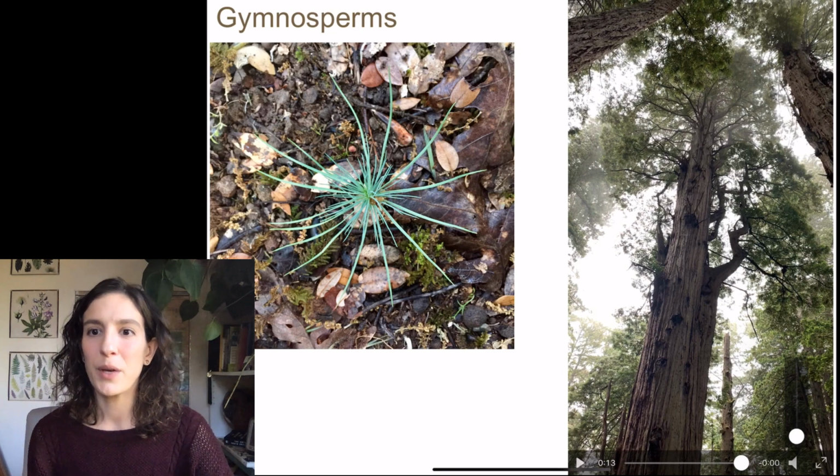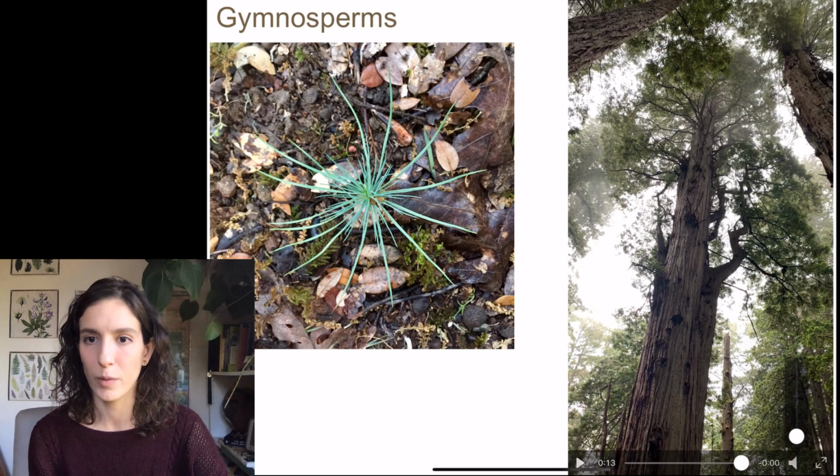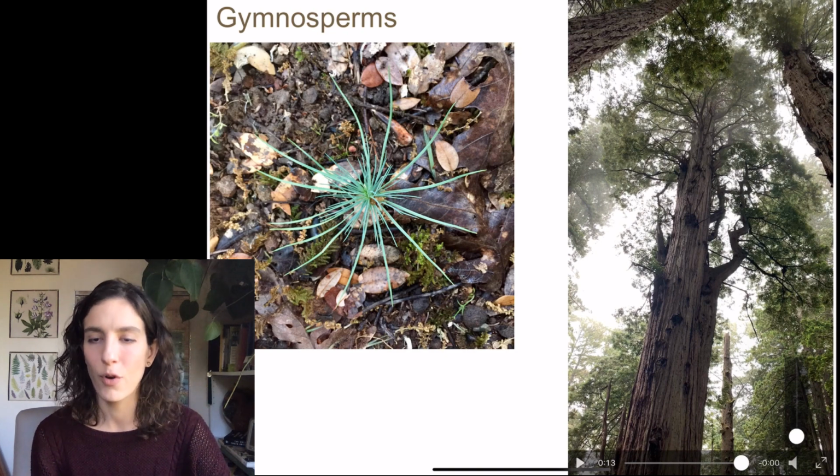They can be quite massive. And one of the other reasons why they're so successful besides seeds is that they have evolved true wood.